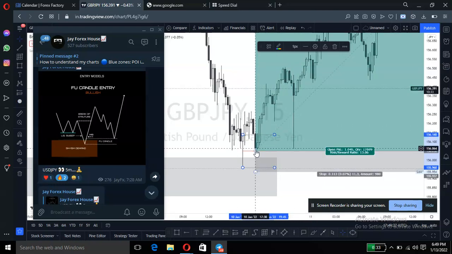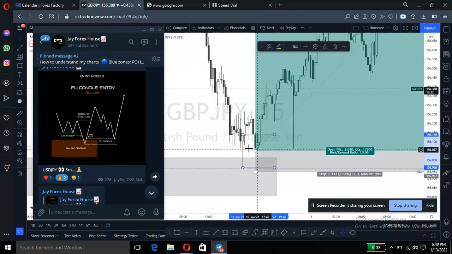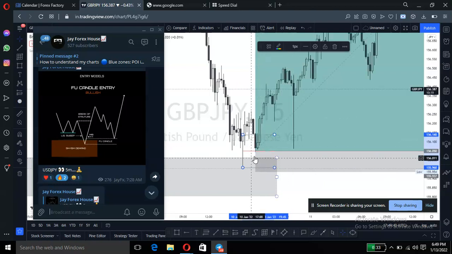They broke off and they came back and mitigated off the 50% of the FU candle. This is an FU candle. All right, the candle that takes out liquidity and mitigates off a higher time frame zone is called an FU candle. So this was the FU candle which they mitigated off, and then that was where I took my trade.